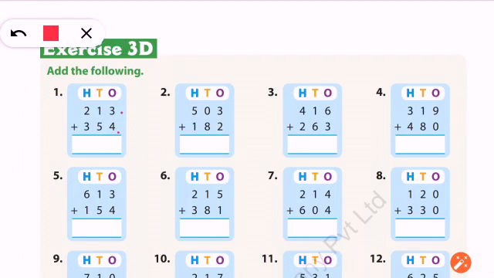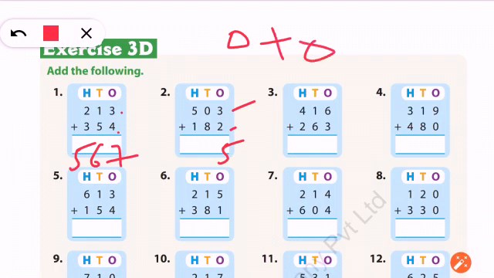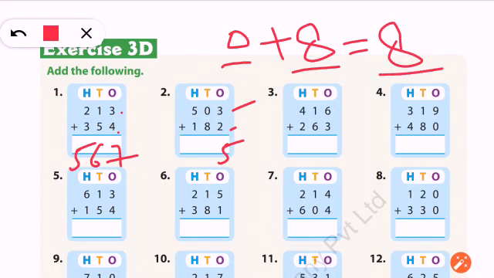4 plus 3 is 7. 5 plus 1 is 6. And 2 plus 3 is 5. 3 plus 2 is 5. 8 plus 0. Okay. So always remember, when 0 is added to any number, the answer will be the same. Okay. 0 added to any number, then the answer will be the same number. So 0 plus 8 will be 8.